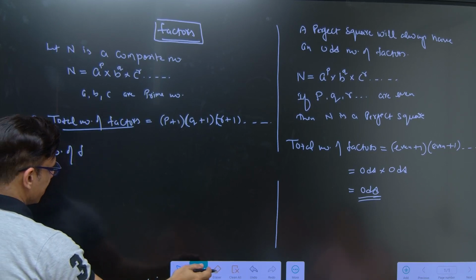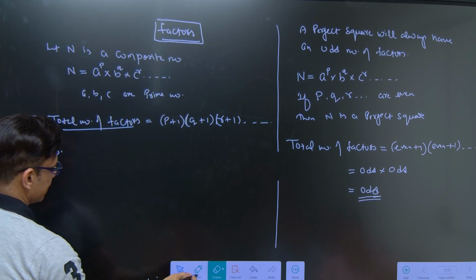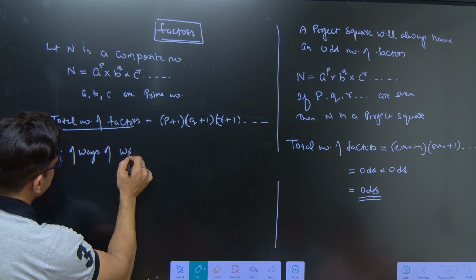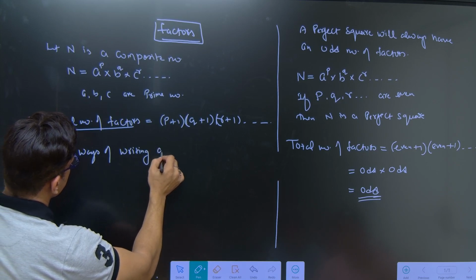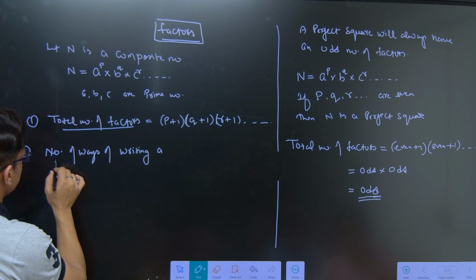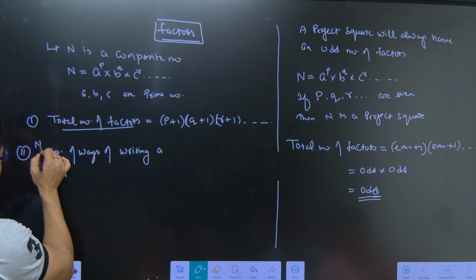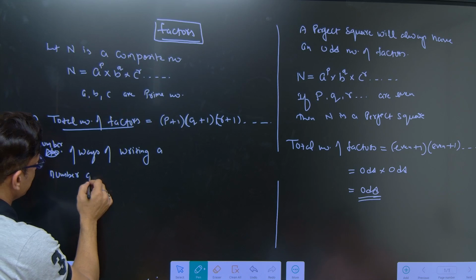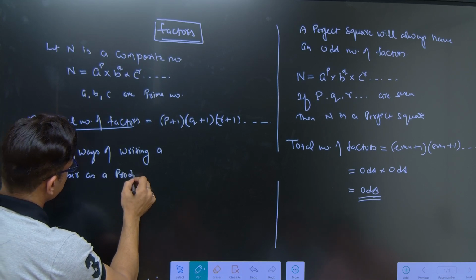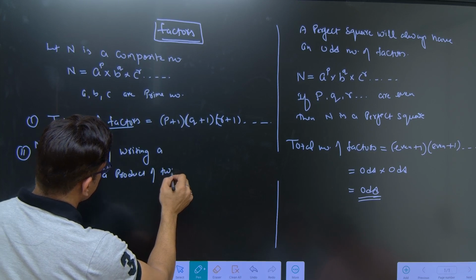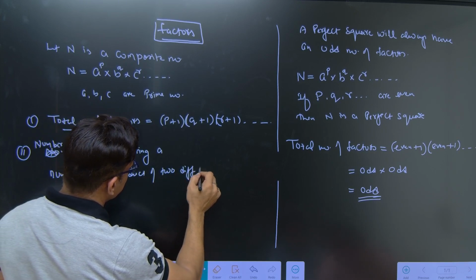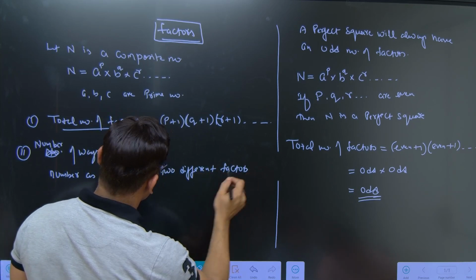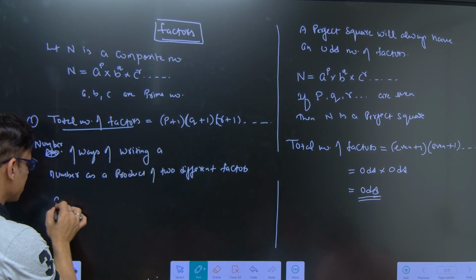Number of ways of writing a number as a product of two different factors, right? So there will be two cases in this case.